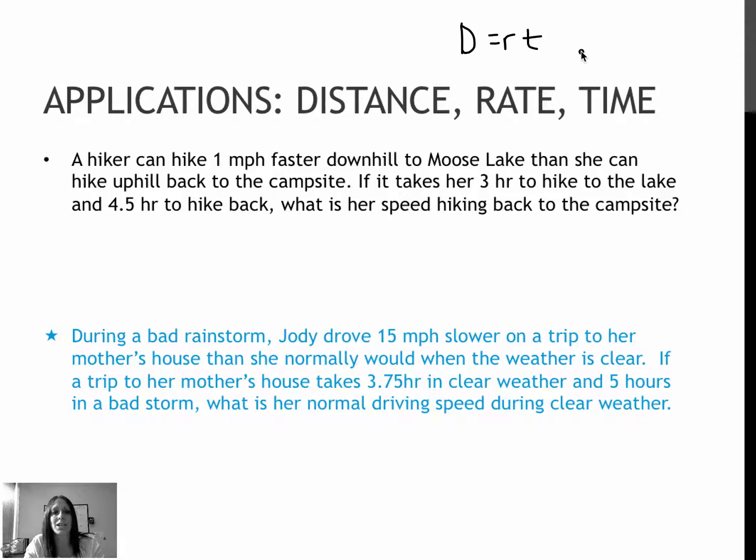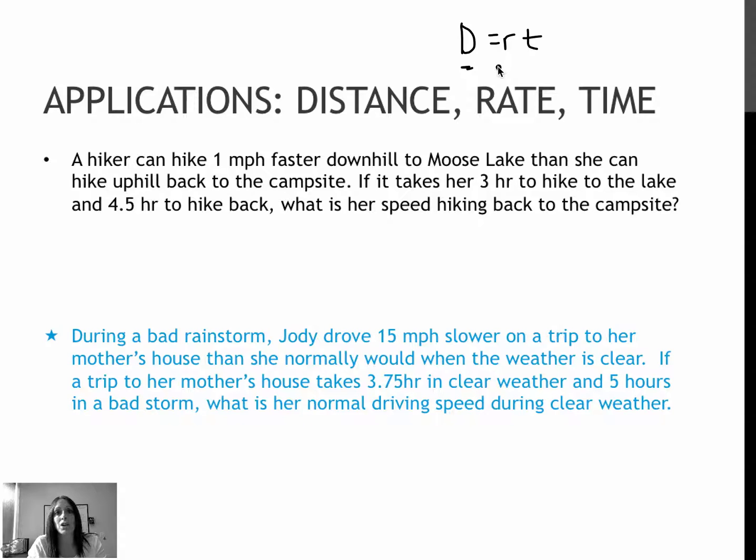So looking at our first example, we have a hiker who's hiking 1 mile per hour faster downhill to the lake than she can hiking back uphill to the campsite. Then it tells us how long it takes her to go each direction. The good news here is that the distance between her campsite and Moose Lake is the same whether she's going uphill or downhill. So the distance is the same, which helps us.